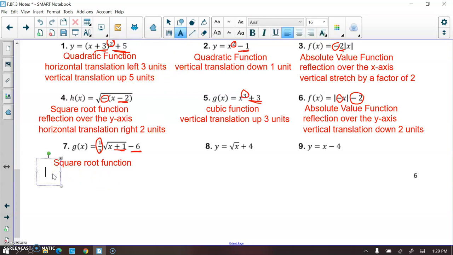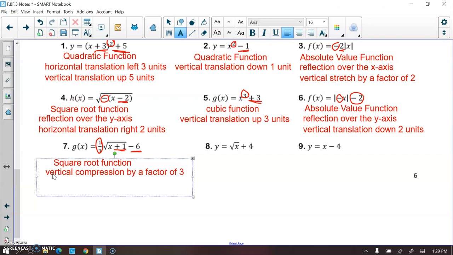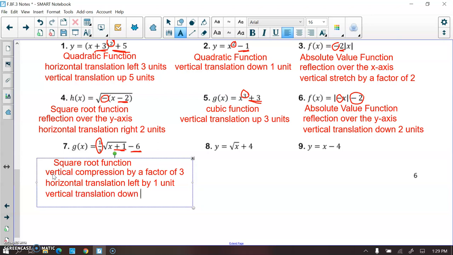So I have a vertical compression by a factor of 3. I have a horizontal translation to the left by 1 unit. And I have a vertical translation down by 6 units.